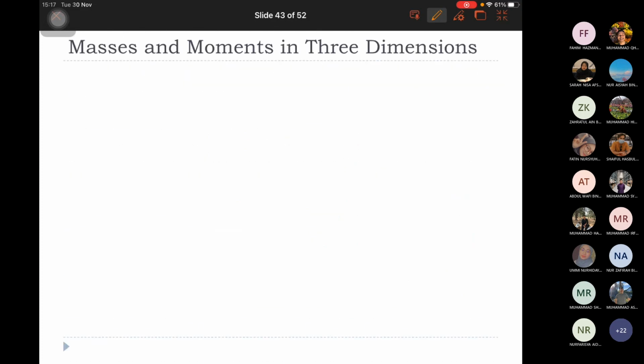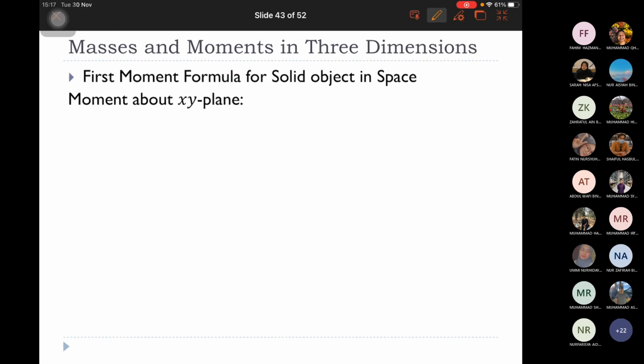Okay, so masses and moments in three dimensions. The first moment formula for a solid object in space will give you the moment about the xy plane. Okay, so the moment about the xy plane is given by Mxy. Okay.